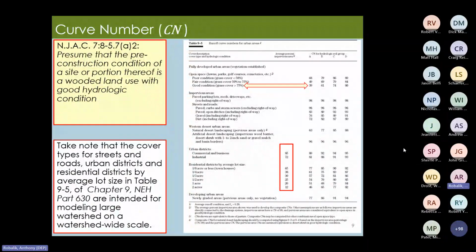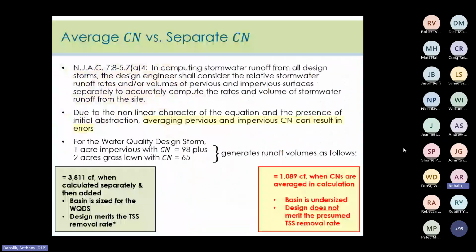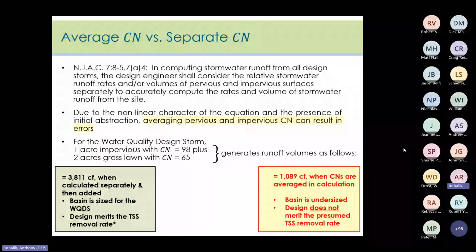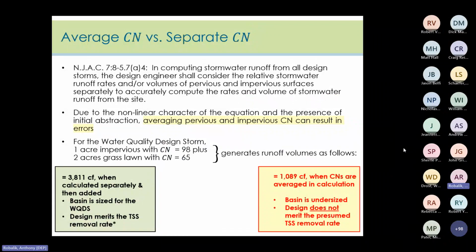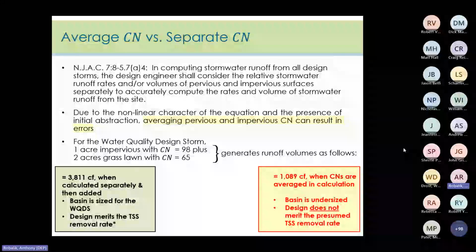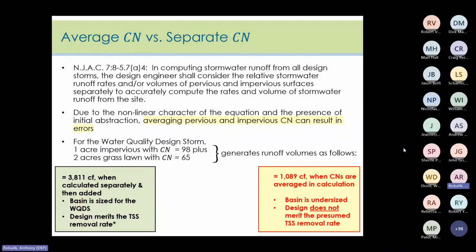So the next question is, what do you do when you have more than one curve number on a site? Due to the nonlinearity of the equations and losses from initial abstraction, it's also required in the rules to compute separately the runoff volumes from pervious and impervious areas instead of averaging the curve numbers together. Particularly for the smaller, more frequent storms, averaging underestimates the volume of runoff generated by the impervious surface on a site that also has pervious land cover. So using composite CN values is a common error that we found in our audit reviews.